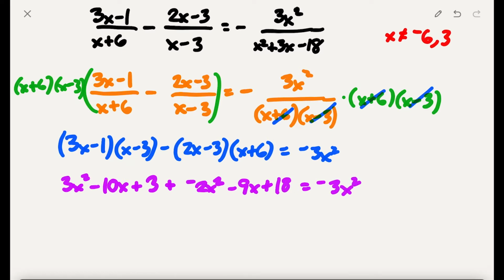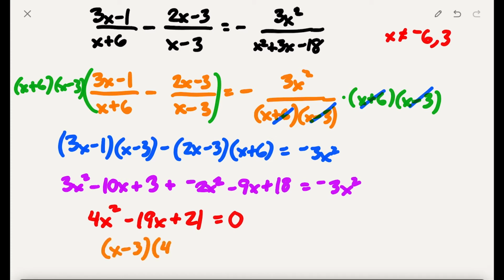Okay, I'm going to add 3x squared to both sides here, and you're going to get 6x squared - 2x squared is 4x squared - 19x + 21 is equal to 0. Now this does factor, but it might be a little bit easier to use the quadratic formula on this. But if you were going to factor it, it would be (x - 3)(4x - 7) is equal to 0.